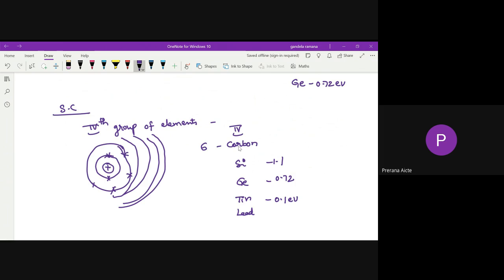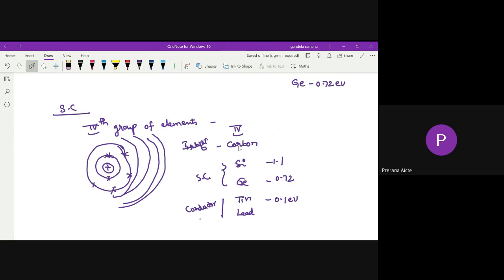Here carbon acts as an insulator, that's why it is 6 electron volts. Carbon is very tightly bound to the nucleus, so it requires more energy. So carbon acts as an insulator. Tin and lead have conductor properties, so these two are used as semiconductors. Lead requires very little energy to become a free electron.